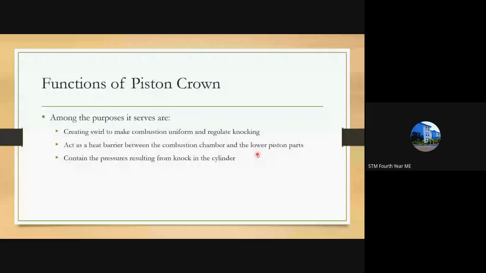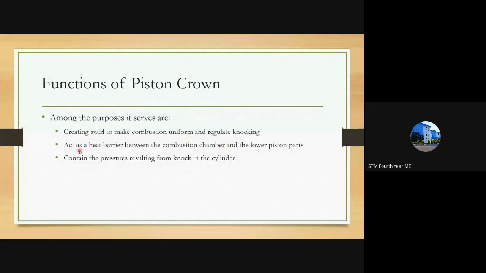Then, functions of the piston crown. So what is the function of a piston crown? The first function is creating swirl to make combustion uniform and regulate knocking. Knocking is another topic; we are studying it later, and at that time I will discuss it. The main purpose is creating swirl to make combustion uniform. So we have seen what swirl is. It is creating a homogeneous mixture.